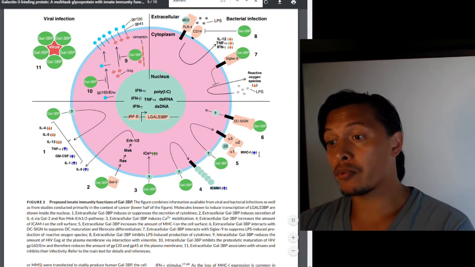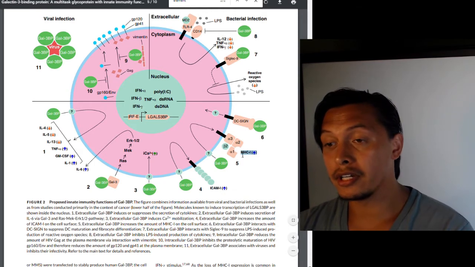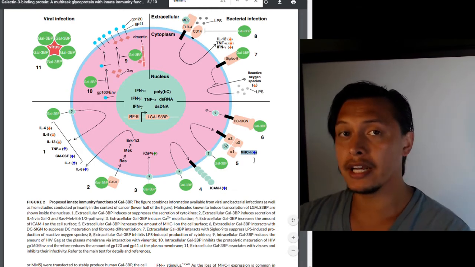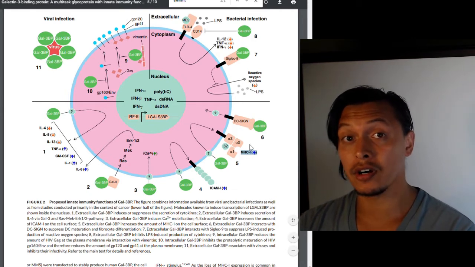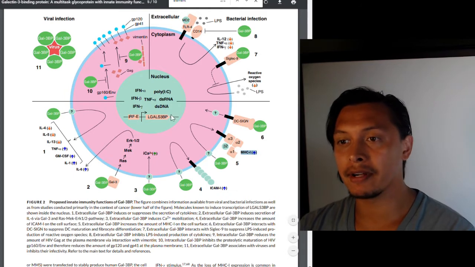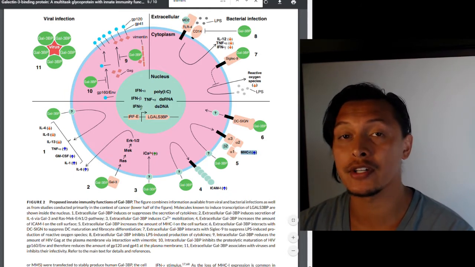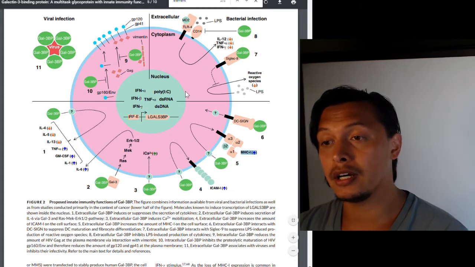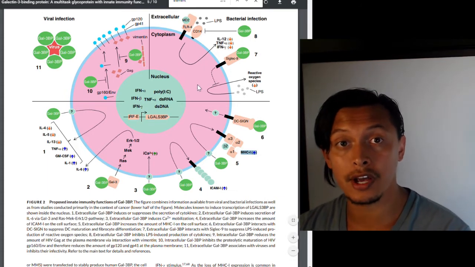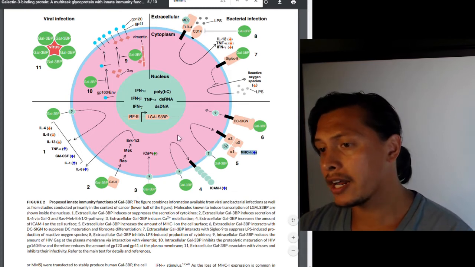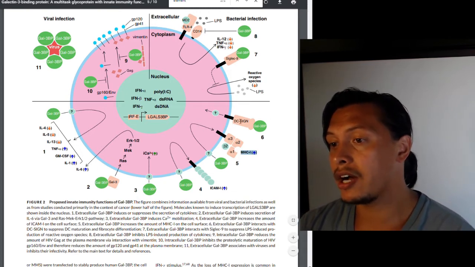Gal3BP can also upregulate these major histocompatibility complexes 1, which can help the immune cells discover strange peptides that are coming from within the cell, and that could be virus related, pathogen related, or cancer related. Cancers will also have mutated proteins as well. So that can happen.